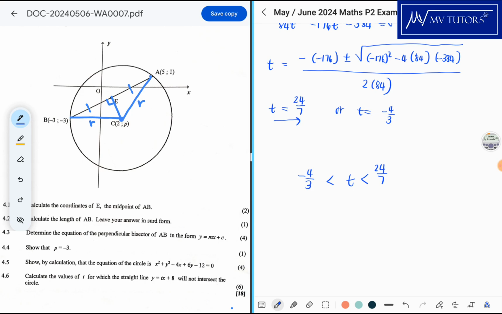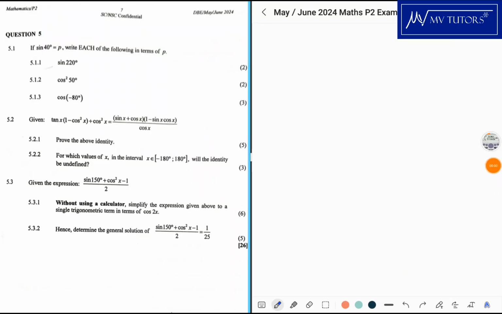That is basically where all these values will span, because they said they don't want that straight line to intersect the circle. Don't even touch it, hence we're not including it. We're just saying t must be in between these values. Yeah, and that is basically it for question number 4. Oh, we're halfway there. Okay, we've reached question 5. There are 10 questions, by the way.